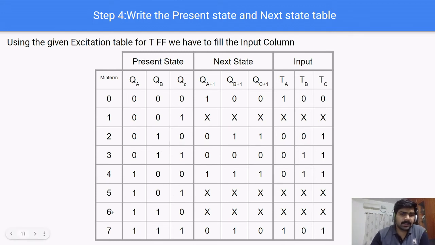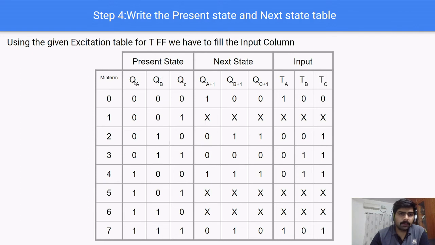Now for 5 and 6, they weren't there in the state diagram, so we directly put don't care for the next state and the input column, and we forget about them for now. For 7, it was 2. The present state for 2 is 0, 1, 0, which we write down in the next state column, and we are done with that part.